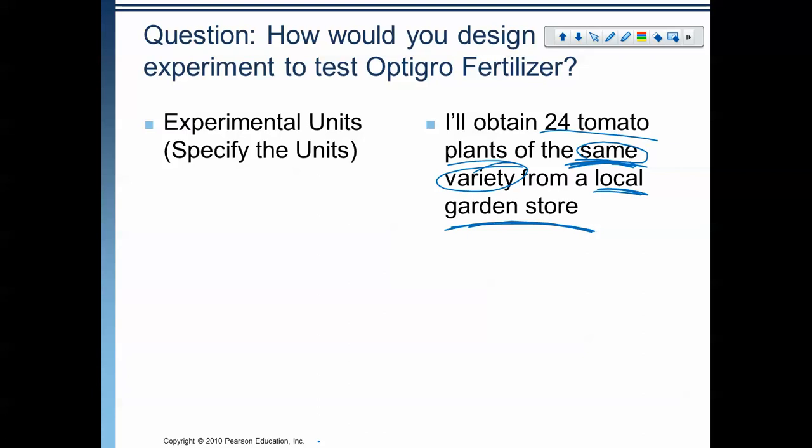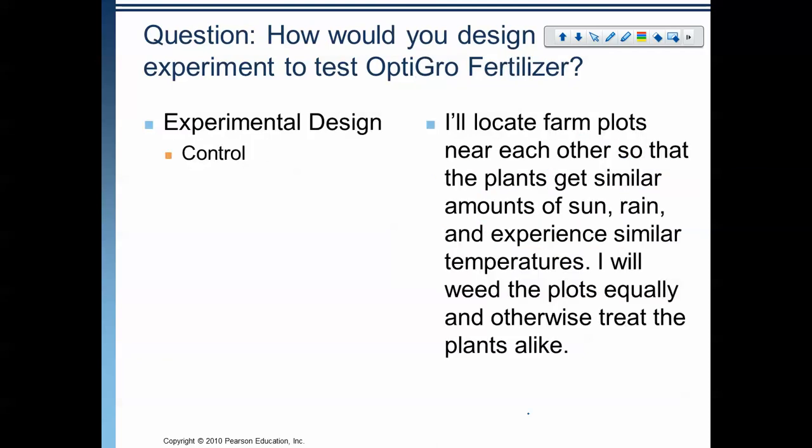And if I had a mix of Home Depot and Thompson's in there, maybe I'm going to have tastier, juicier tomatoes because Thompson's makes better tomatoes than Home Depot does, right? So I'm controlling that element by buying everything from the same local garden store, Thompson's Garden. Let's talk about some of these other control elements that we're going to do. Remember, control means we're going to set the standard. We're going to make everything the same.